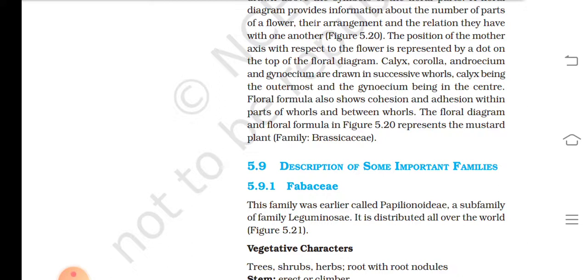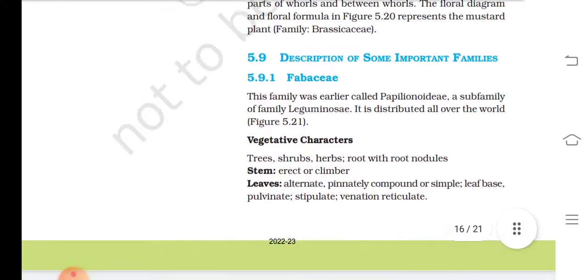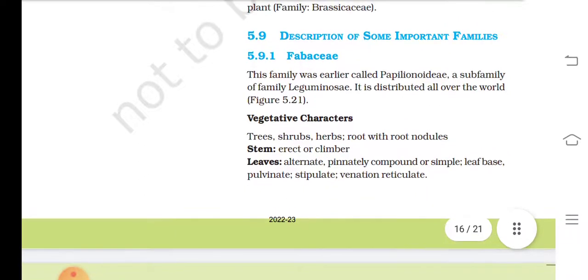Calyx, corolla, androecium, and gynoecium are drawn in successive whorls, calyx being the outermost and the gynoecium being in the central. Floral formula shows cohesion and adhesion within parts of whorls and between whorls. The floral diagram and floral formula in figure 5.20 represent the mustard plant family Brassicaceae.